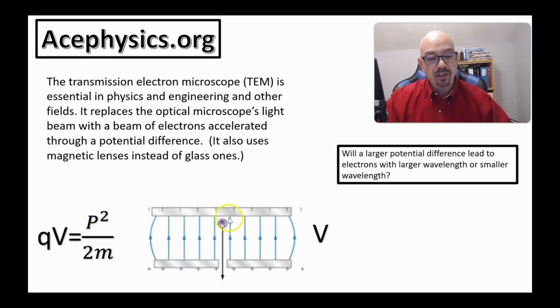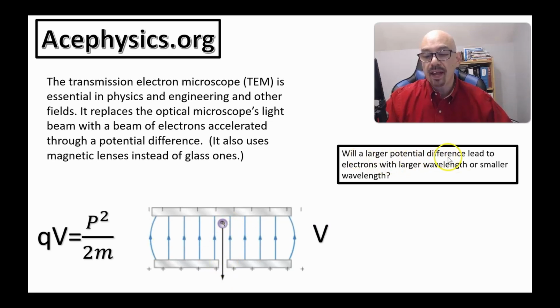You can say the potential energy at the top is equal to the kinetic energy at the bottom. This is just conservation of energy. And so qV is the potential energy of the electron, where V is the potential difference between the two plates. That has to equal the kinetic energy, 1/2 mv squared, or p squared over 2m. And then when it leaves here, it's going to have some wavelength.